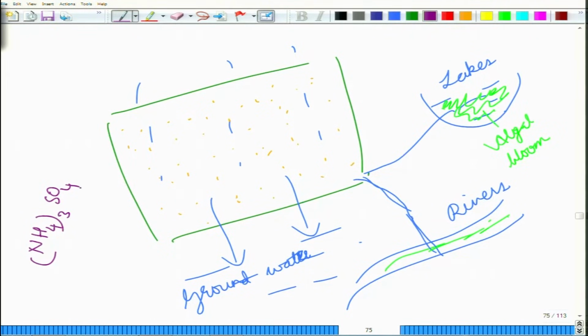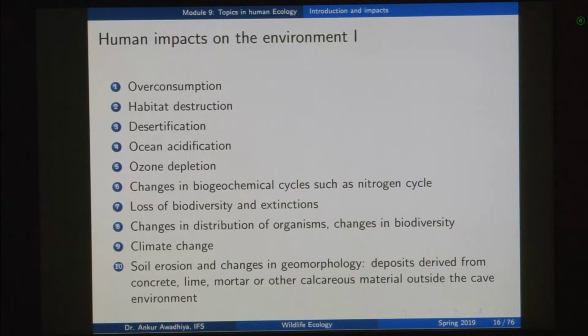If we have ammonium sulfate, and in this particular system the nitrogen is taken up by the plants, what happens to the sulfate? The sulfate starts accumulating in the soil. Once that happens, the soil starts to have more and more of these salts. It leads to salinity in the system.